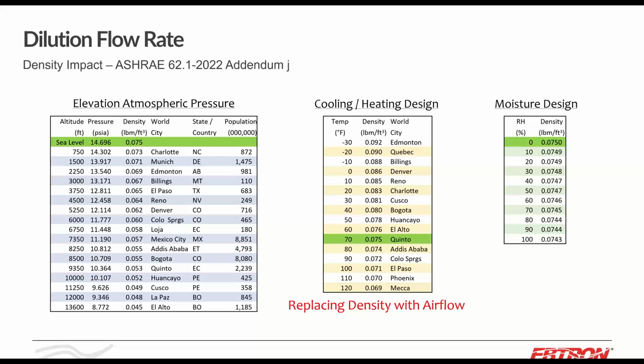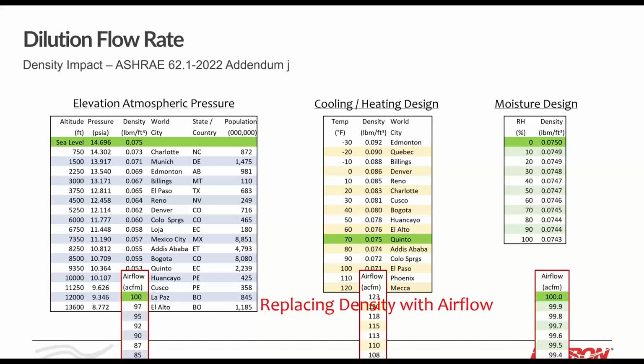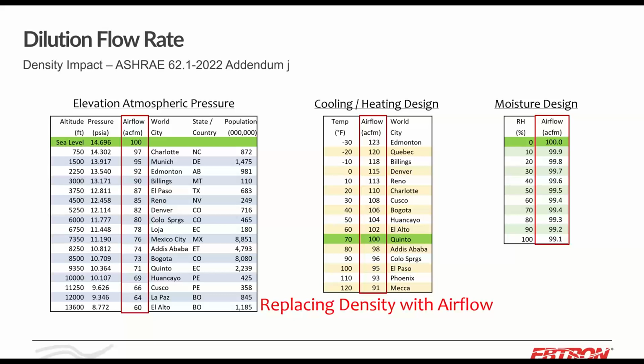And if we replace the density with actual airflow, you can see how much it changes. So for example, if we are looking at Colorado Springs at a cooling design temperature of 90 degrees, you can see that the minimum ventilation is 24% under what it would be at sea level. So if an engineer is making an adjustment ahead of time for this, there's a challenge. If the balancer isn't making his adjustment to his instruments, then it's not being balanced correctly.